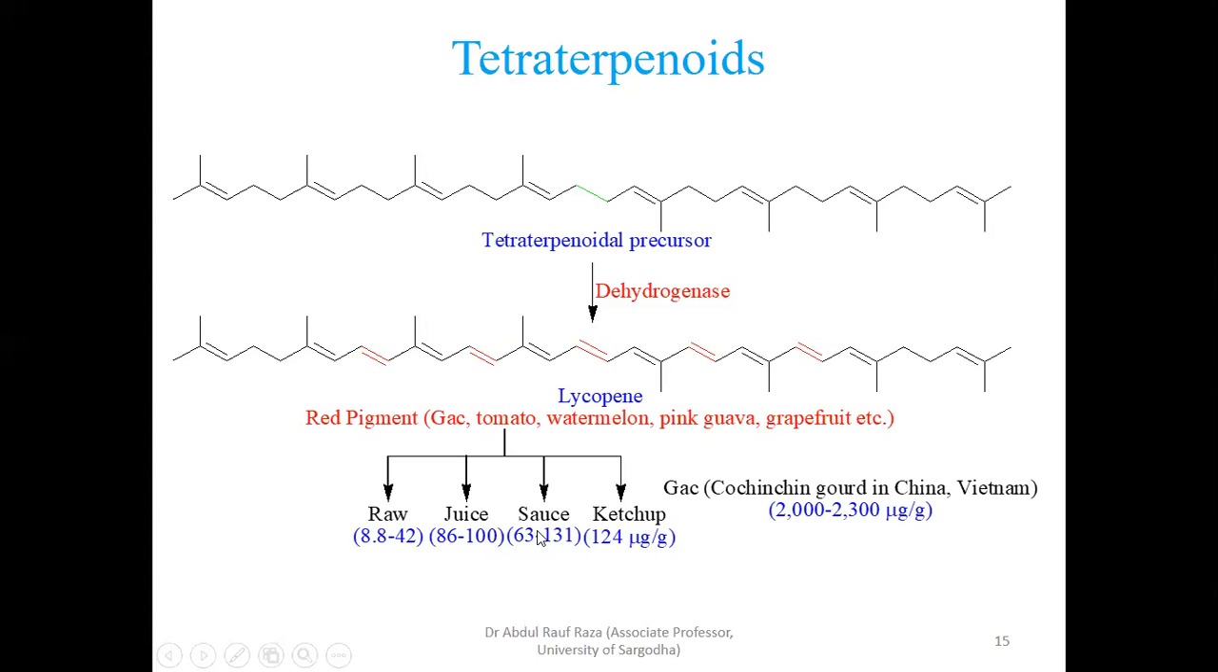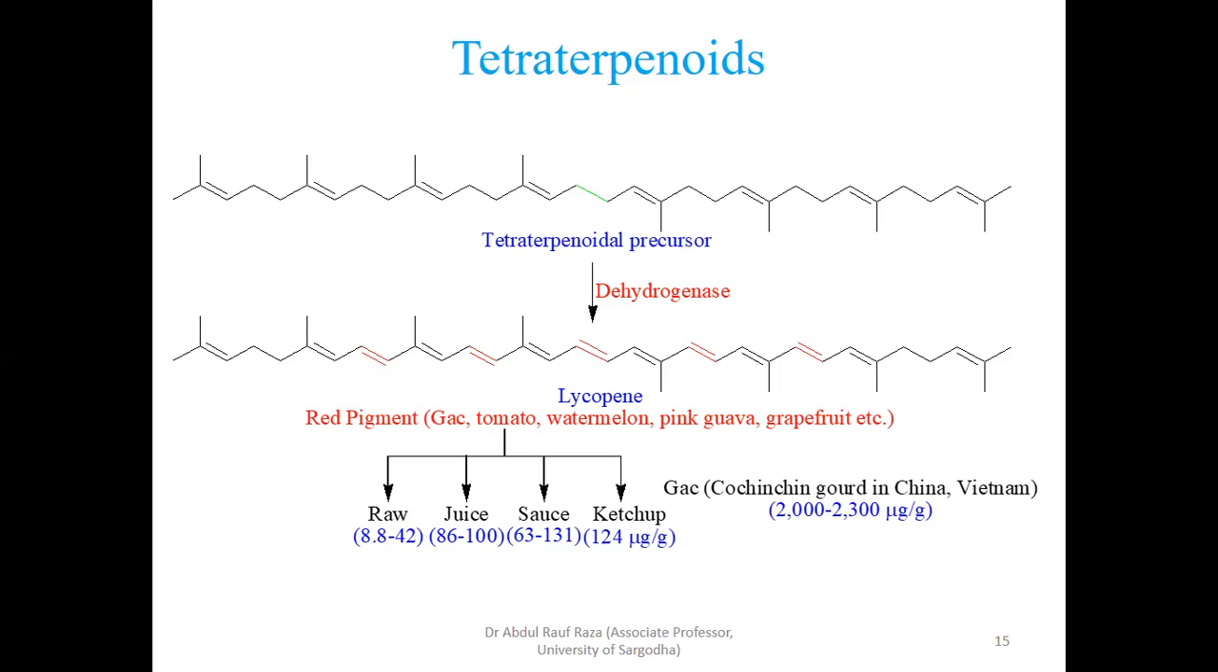If you take 1 gram of tomato sauce, it contains 63 to 131. Ketchup contains approximately 124 microgram per gram. If you take 1 gram, it is equal to 124 microgram, which is 0.124 milligram. So this is the concentration of lycopene present in that.